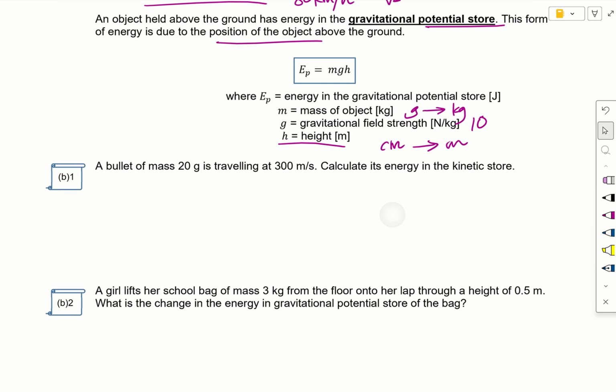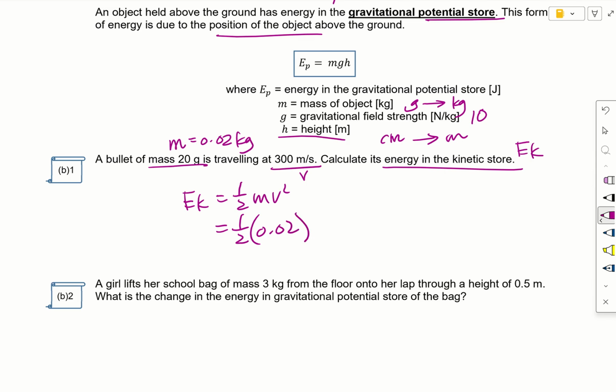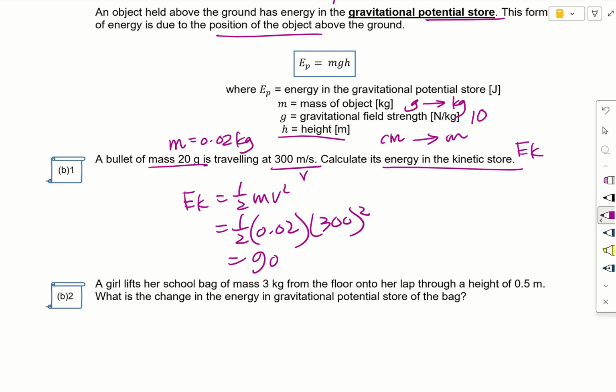Okay, so let's look at B1. A bullet of mass 20 grams. So underline, and this will be our mass. Since it has to be in SI unit, it will be 0.02 kg. It's traveling at 300 meter per second, so this is our speed. So calculate its energy in the kinetic store, so it will be EK. So formula EK equals half mv square. So don't forget the half, 0.02, then 300 square. Okay, so answer is 900 joules.